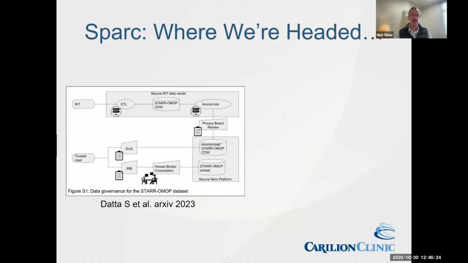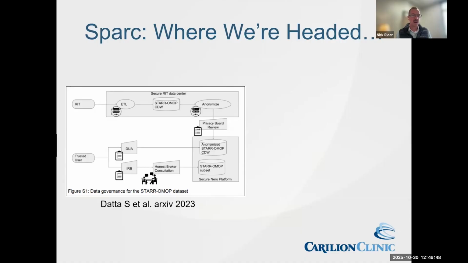That's the STAR OMOP CDW, for anonymization. And then you have this workflow where you can take this anonymized but very diverse institution-level data set born out of the electronic health record, that passes through a privacy board review and then is instantiated or placed within a secure research environment. They call their version of Spark Nero.